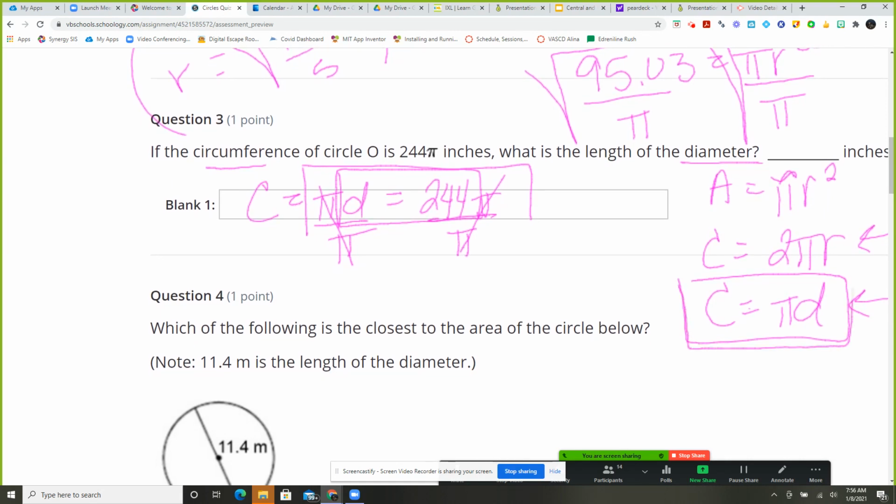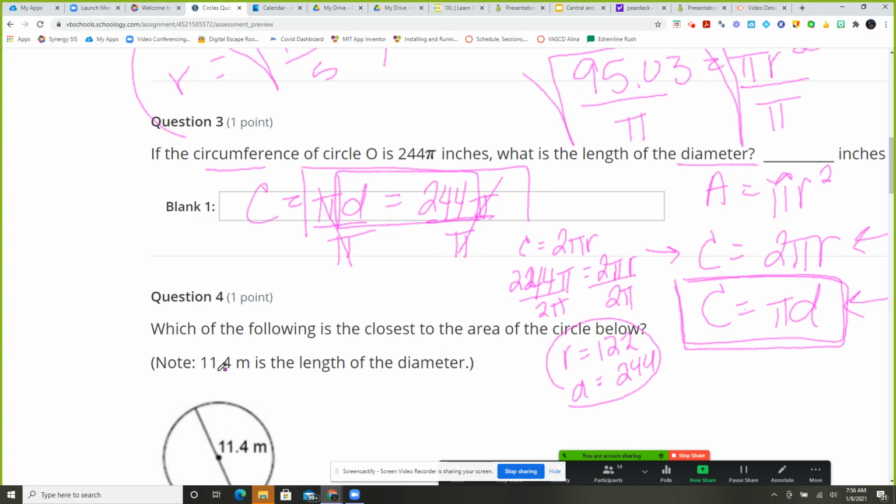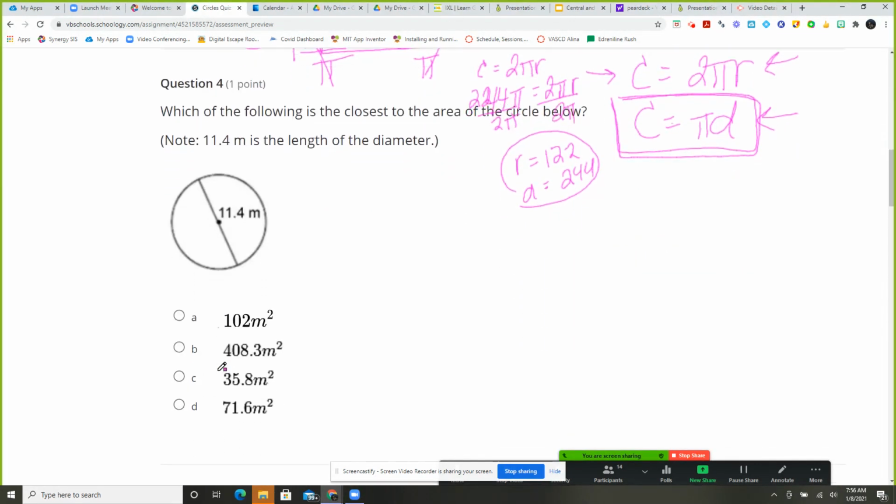So don't discount this formula. If you used this other one, you could use C equals 2 pi r, and C equals 244 pi equals 2 pi r. You can divide by 2 pi and divide by 2 pi, and you get r equals 122. If you know r equals 122, then you know the diameter equals twice that. Okay, I'm just going to keep pushing on unless there's questions, so I need you guys to speak up.